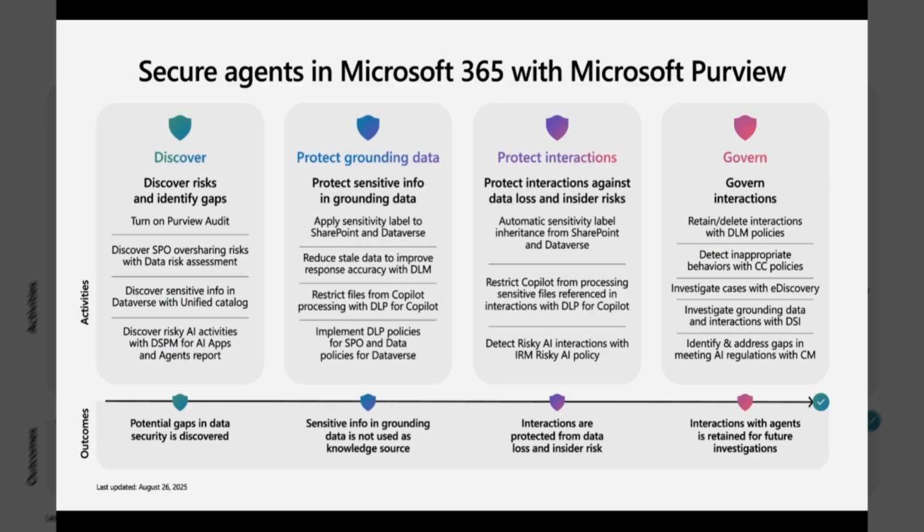So, how do we think about securing all this? There's a lot of stuff on here, and this is really not to overwhelm you, but to give you an idea of things that we can do to secure agents in Microsoft 365 with Purview. So, we talk about discovering, turning on audit, which we already walked through with the data risk assessment, looking at oversharing, those types of things. We're talking about protecting our grounding data, so protecting sensitive info and grounding data, putting sensitivity labels into SharePoint into the right things, reducing our stale data, restricting access of files from Copilot. And then in protecting our interactions, this is where we talk about DLP, or data loss and insider risk. And then lastly, we talk about govern and govern interactions. So how do we use things like DLM, detecting inappropriate behaviors and things of that nature.